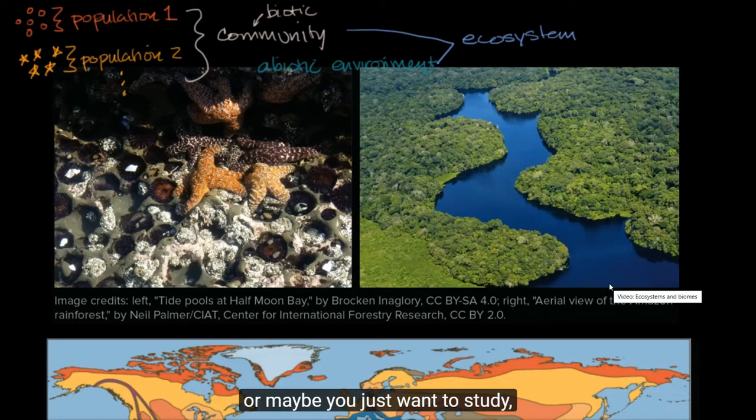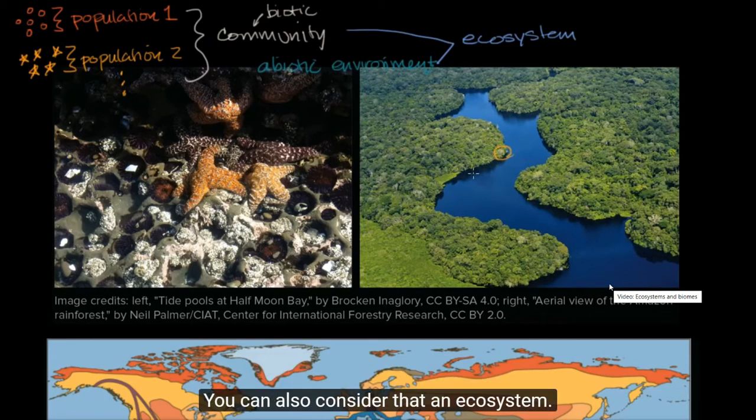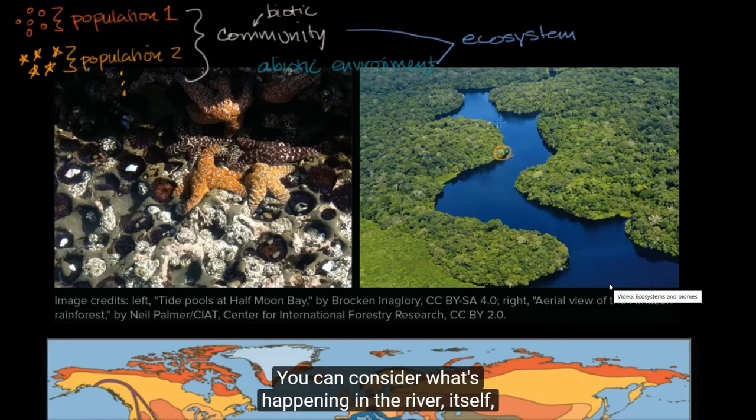Or maybe you just want to study what's happening in this exact region right over there. You could also consider that an ecosystem. You can consider what's happening in the river itself an ecosystem, or maybe one part of that river. And as you notice, I'm talking about some ecosystems that are on land and some that are in water. And that is one general way of classifying them.